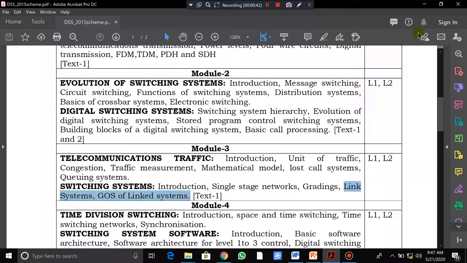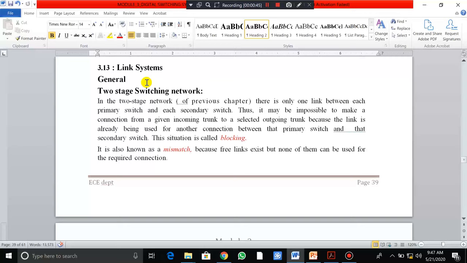Coming to the link system, in general we have two-stage switching networks. As we discussed in the first module, if you want to communicate from one person to another person, we need a switching network, because it has to switch a call from one person to another. So in this module number 3, we have two-stage networks.